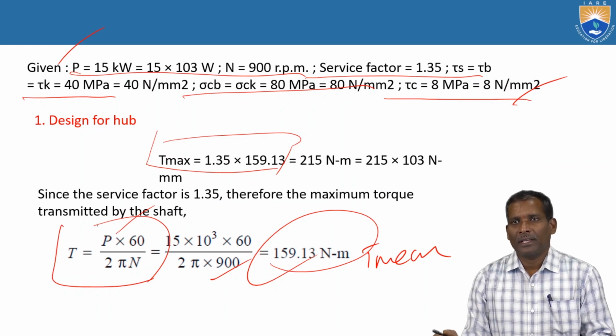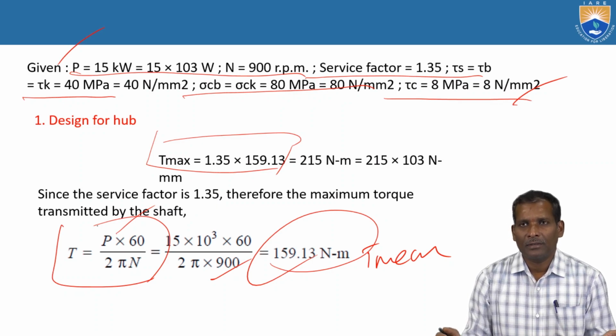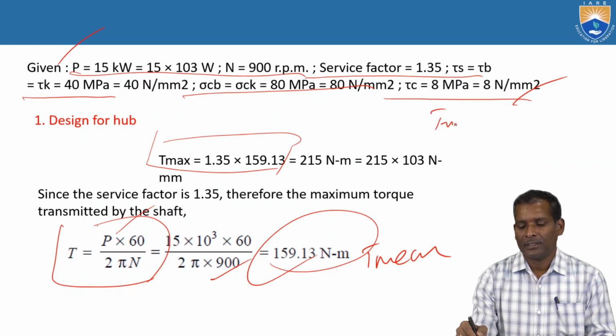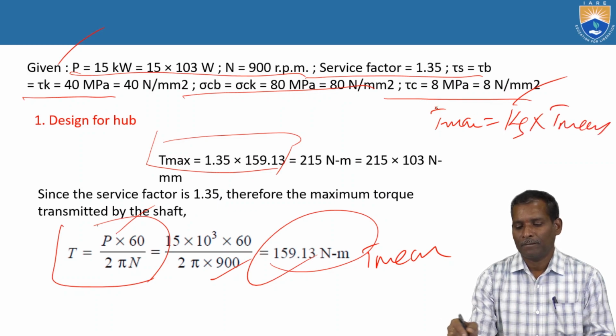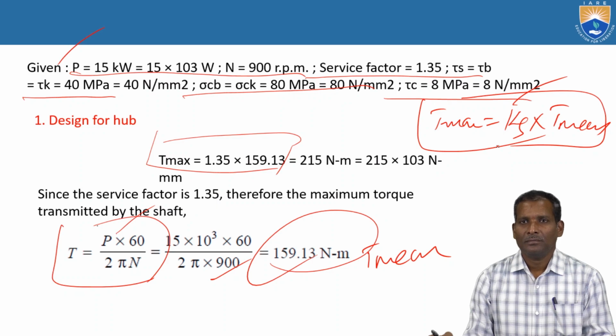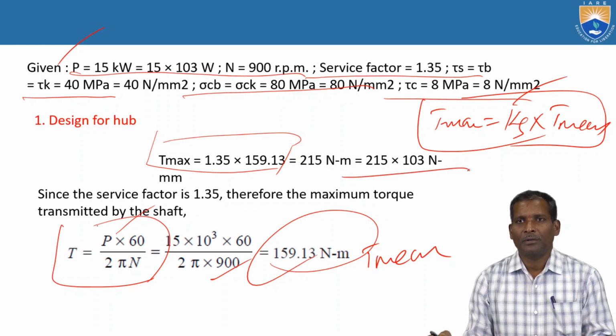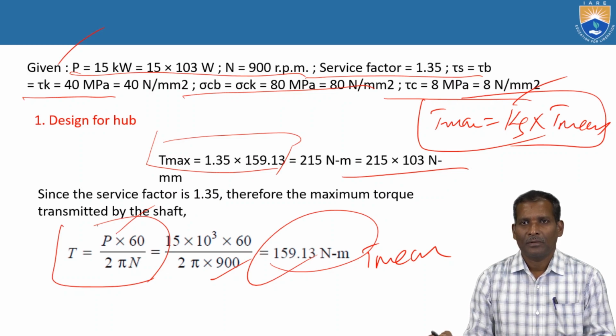But the service factor is given, so you should multiply the service factor with T mean. So T max is equal to service factor Ks multiplied with T mean. The service factor is 1.35 and mean torque is 159.13, so the obtained value is 215 × 10³ Newton mm. This is our maximum torque.